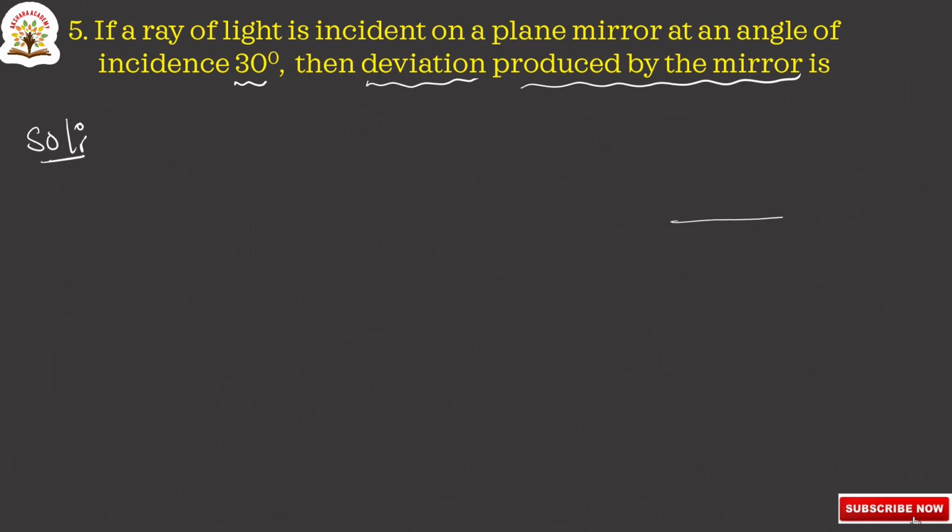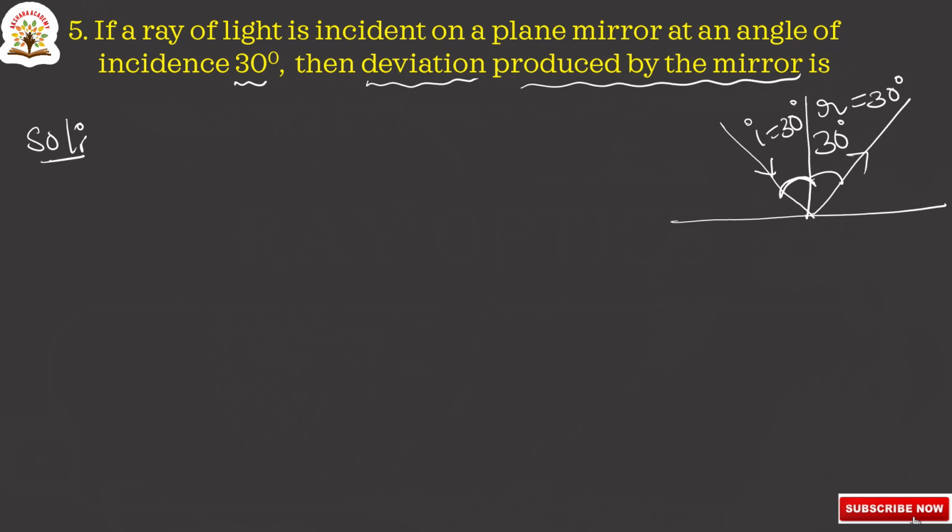Here this is the plane mirror and we are drawing the normal, and this is the incident ray. This angle between the incident ray and normal is known as the angle of incidence, and this is the reflected ray, and this is known as the angle of reflection. This is also 30 as per the laws of reflection. Angle I is equal to 30 degrees. Similarly, angle R is also equal to 30 degrees. Angle I is equal to angle R.